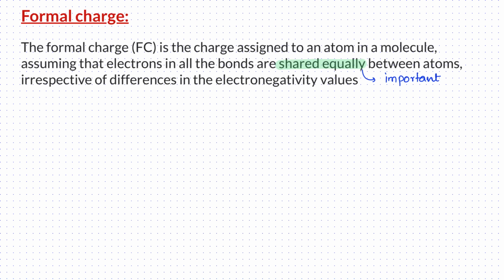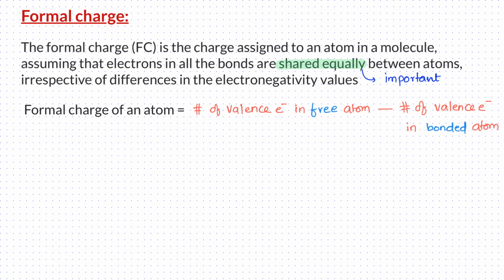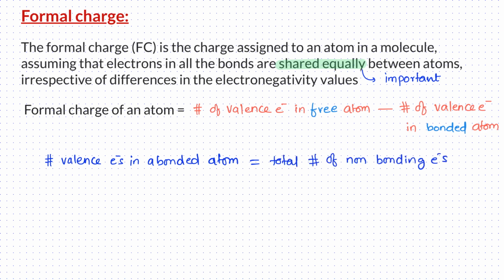The formal charge of an atom is equal to the number of valence electrons in a free atom minus the number of valence electrons in a bonded atom. We are assuming that all the bonds are equally shared between atoms. Therefore, the number of valence electrons in a bonded atom is equal to the total number of non-bonding electrons plus half of the number of bonding electrons. Since the bonding electrons are equally shared, each of the bonding atoms gets one electron.